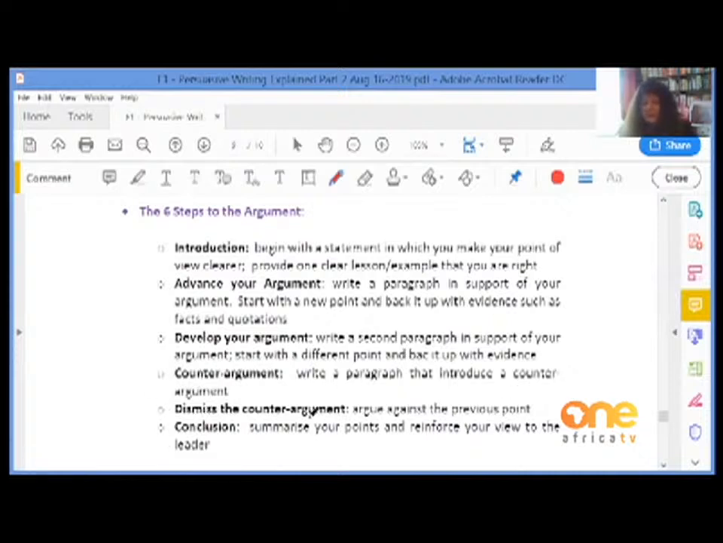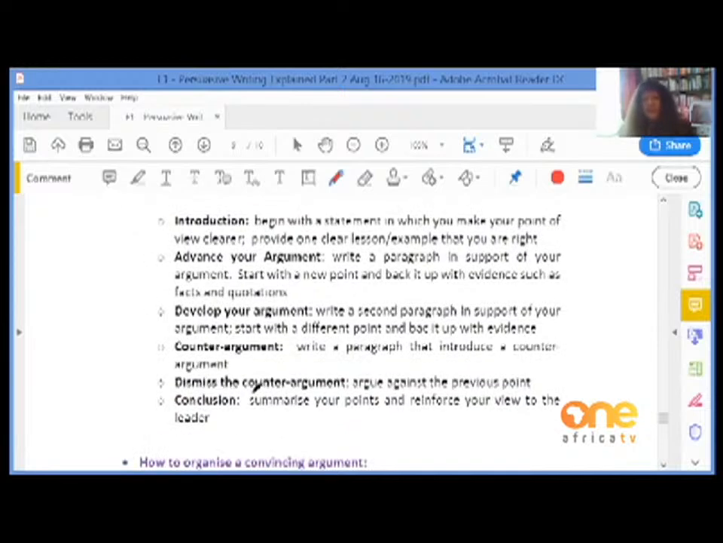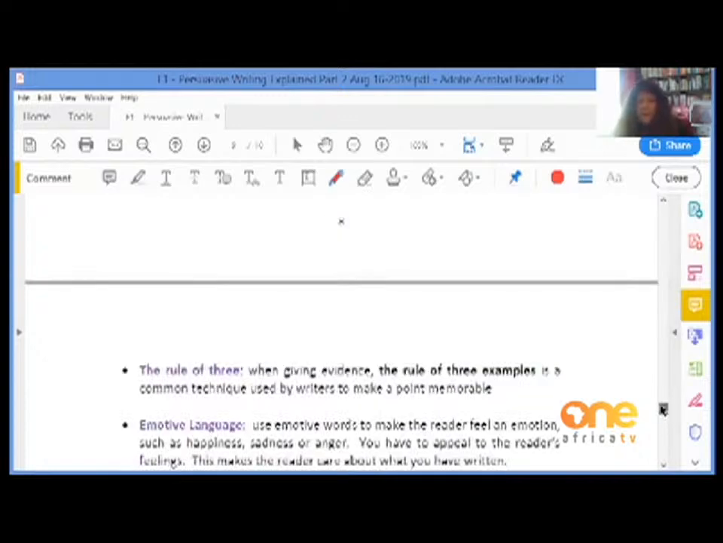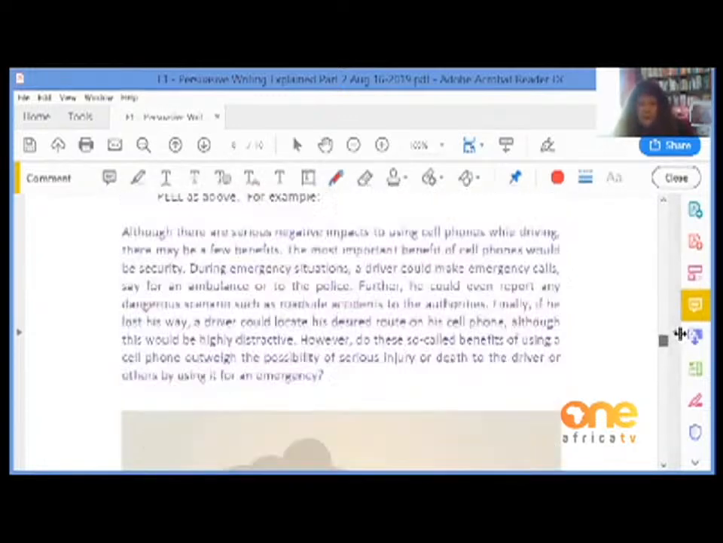Then you dismiss the counter-argument. You argue against that. Okay, and you say why it is really bad. And then finally you've got your conclusion, summarizing your points and reinforcing your view to the reader, hopefully by which time you have persuaded him round to your way of thinking. Let's just go back. We've got an example here.